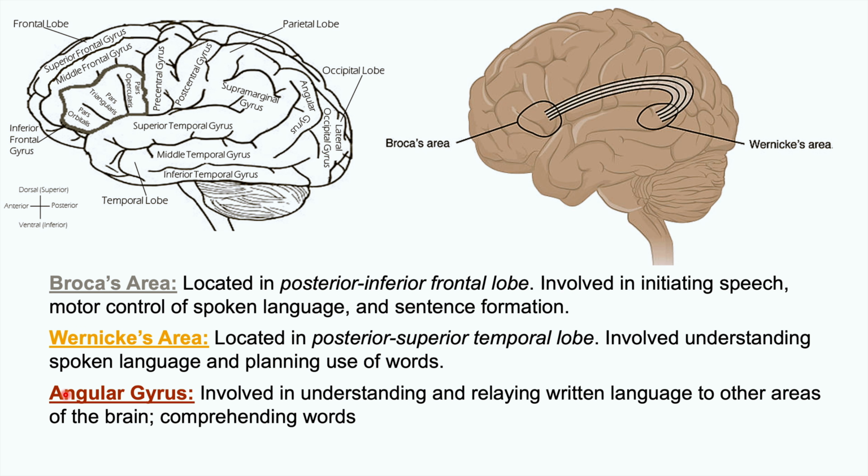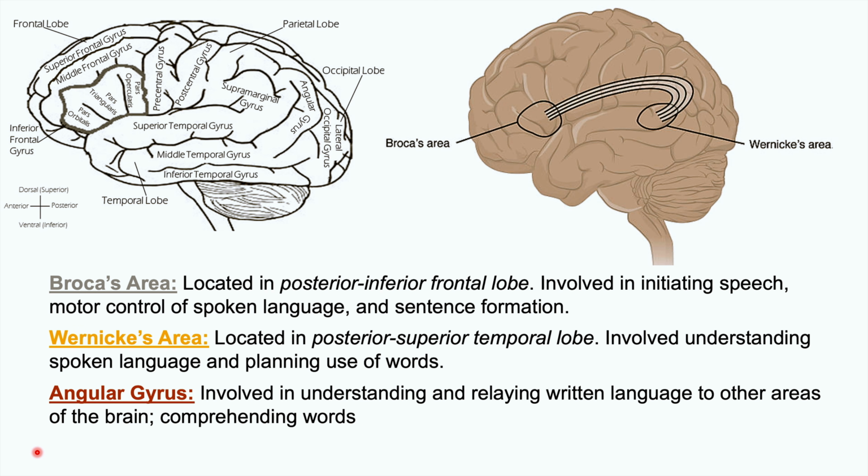And then another important part of the brain is going to be the angular gyrus. So the angular gyrus is going to be located in and around the Wernicke's area. So it's going to be adjacent to Wernicke's area. It's involved in understanding and relaying written language to other areas of the brain and comprehending words.